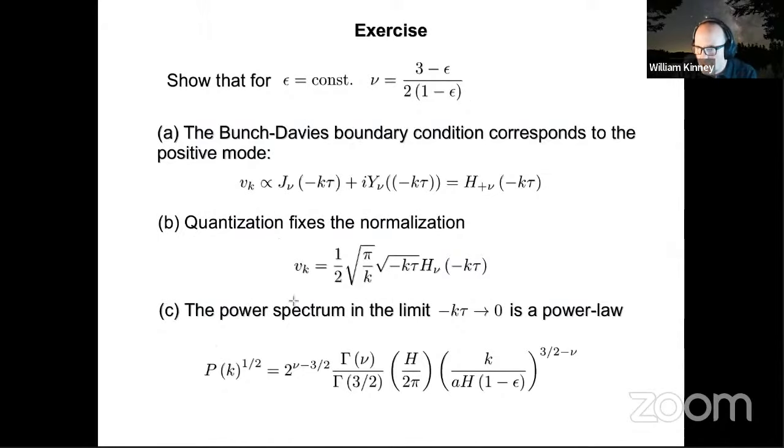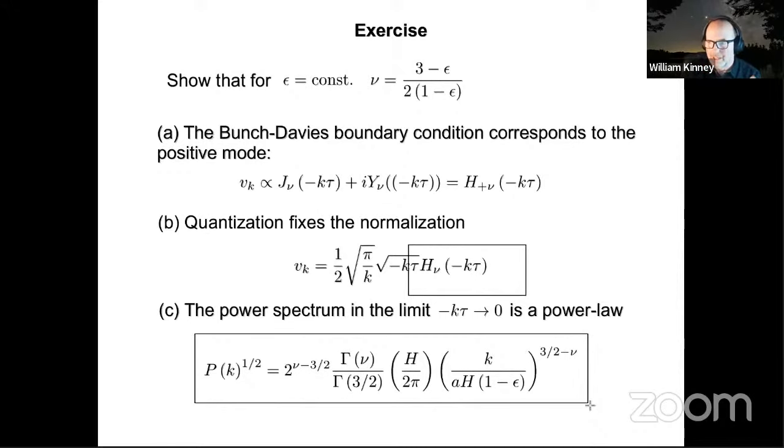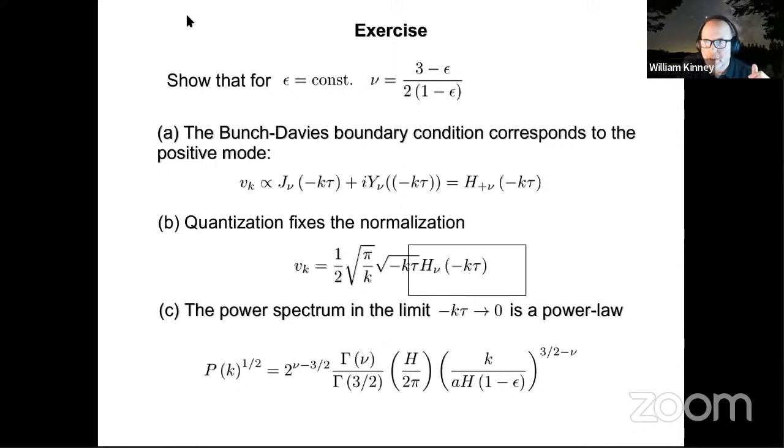And then we can take the long wavelength limit of this Hankel function, and you can use Bessel function identities to show that in the long wavelength limit, when minus k tau goes to 0, you end up with this asymptotic form for the power spectrum, right? All of this is just a straightforward plug and chug calculation from this point, but it's lengthy, and there's no particular reason to go through the details of it in lecture here.